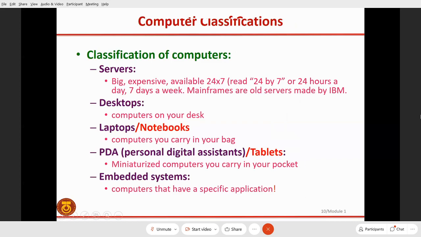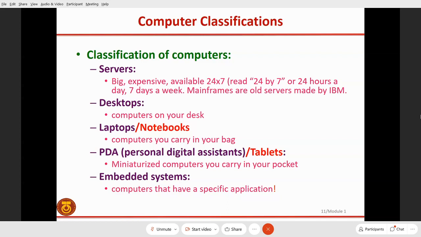Classification of computers. I think you have gone through these: servers, desktops, laptops. They are just types of computers. The simplest computer we can say is the embedded system. This is the one that you're going to learn in this course. You start with the simplest computer type first. So our microprocessor is an embedded system.